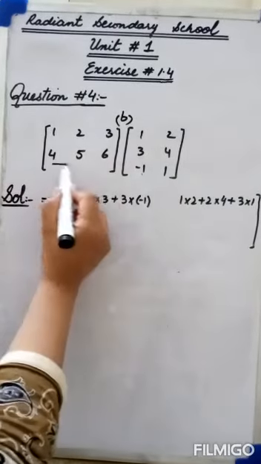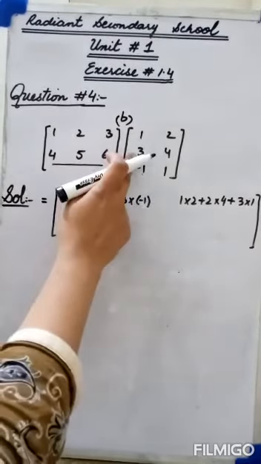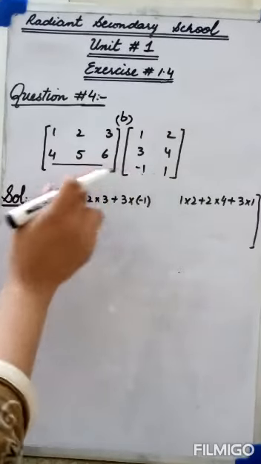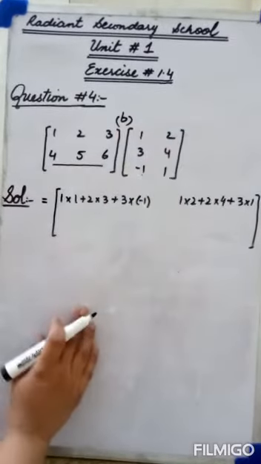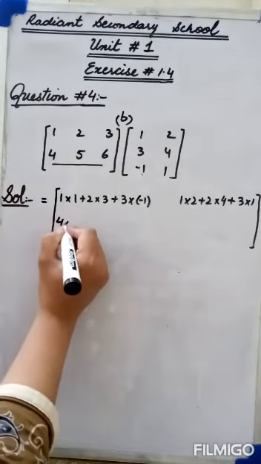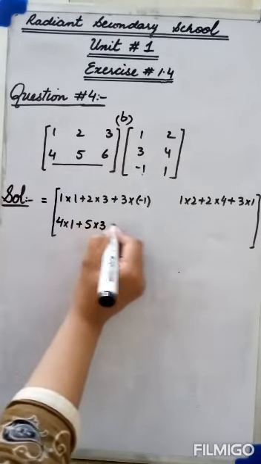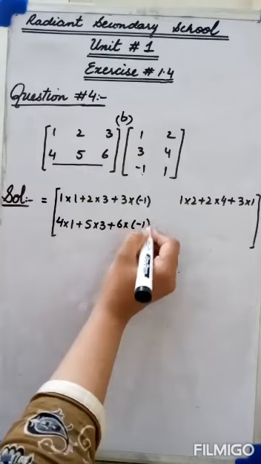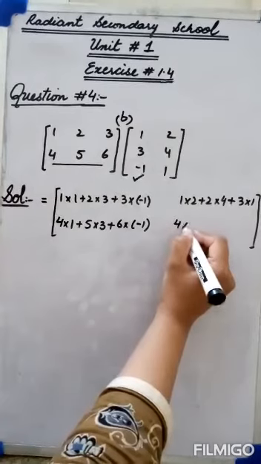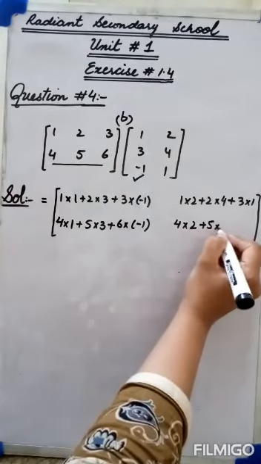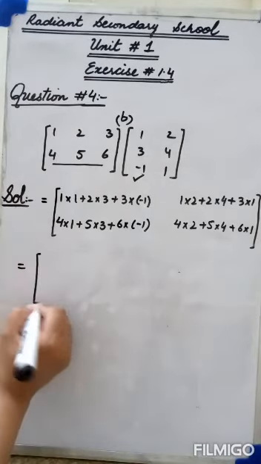Now we will solve the second row. Why? Because we are going to multiply this row with every column in the second matrix. So 4 will be multiplied by 1, plus 5 multiplied by 3, plus 6 multiplied by minus 1. Okay, the first column is completed. Now the second column: 4 will be multiplied by 2 plus 5 multiplied by 4 plus 6 multiplied by 1. Okay, now we will just solve this.